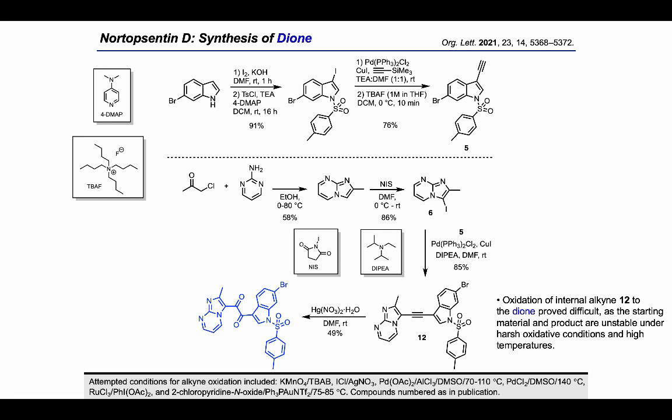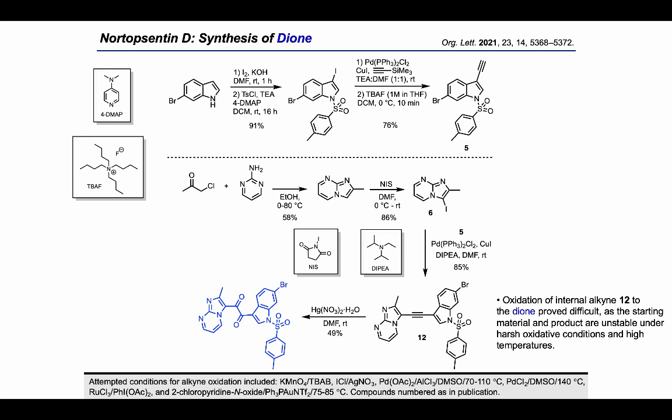The last step to form the desired dione intermediate was then the oxidation of the internal alkyne to the dione. A range of different oxidation methods were attempted. However, what I found was that this oxidation proved to be more difficult than I expected, as the starting material and product are both unstable under harsh oxidative conditions and high temperatures.